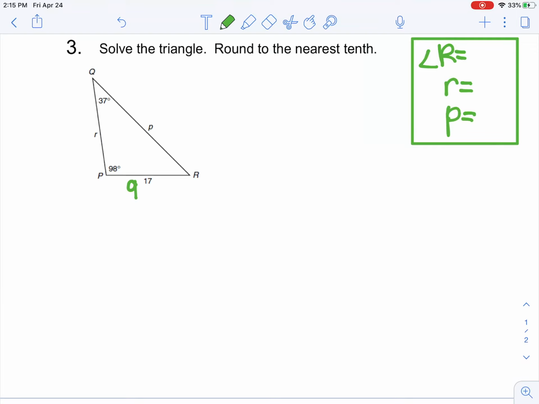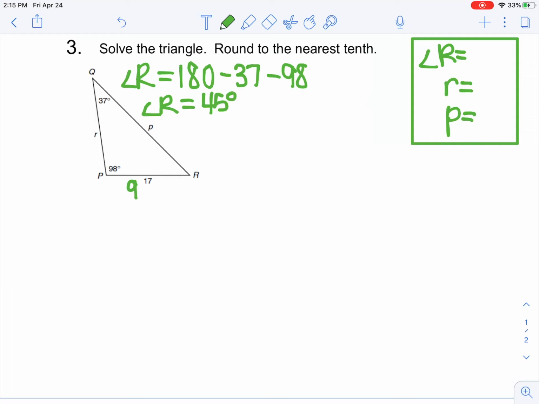The very first thing that I'm going to do is find that angle R, because I know that I can just subtract my other two angles from 180 degrees. So 180 minus 37 minus 98. And that gives me angle R equals 45 degrees.